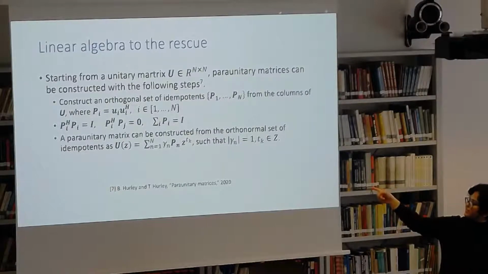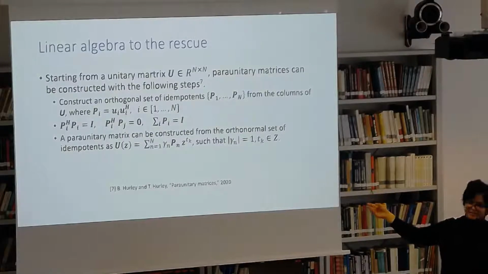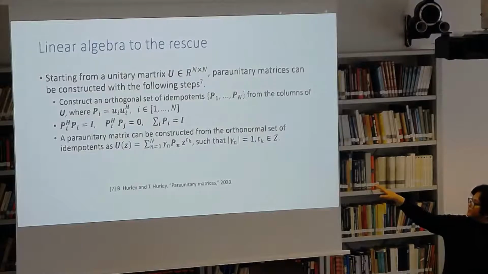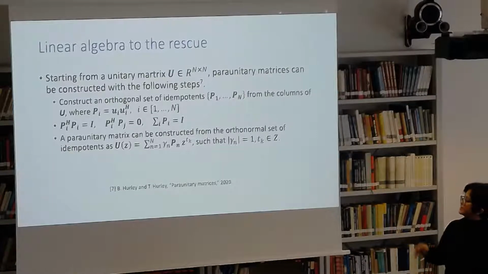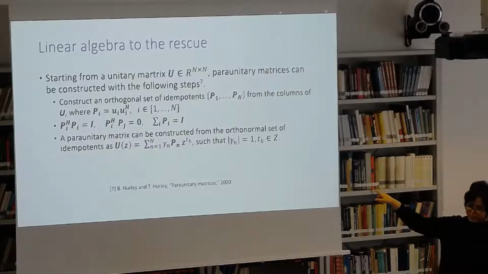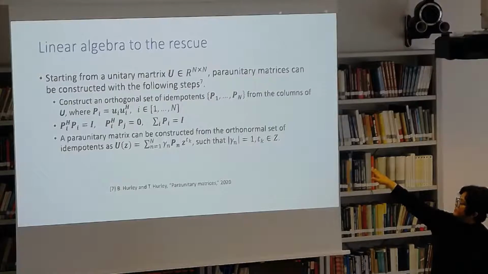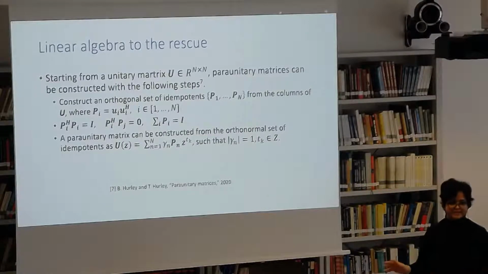These set of matrices have some nice properties. That is, if you take the matrix Hermitian conjugate times itself, you get an identity matrix, so that means Pi is unitary. But if you also take the inner product of any two matrices in the set, you will get 0. And turns out if you do the math here, then this particular matrix that I propose, U of Z, which is just written as a linear combination of these orthonormal set of idempotents, is paraunitary by design.